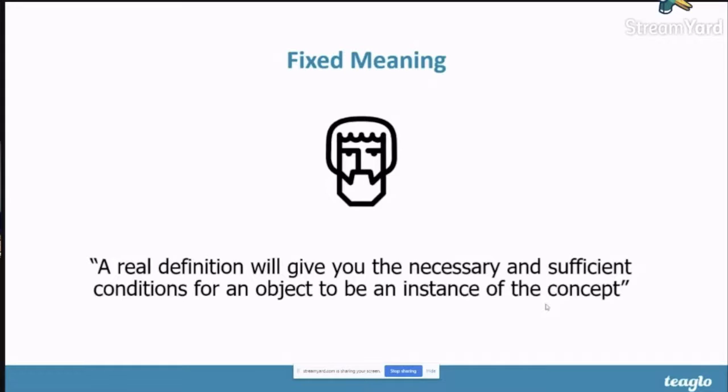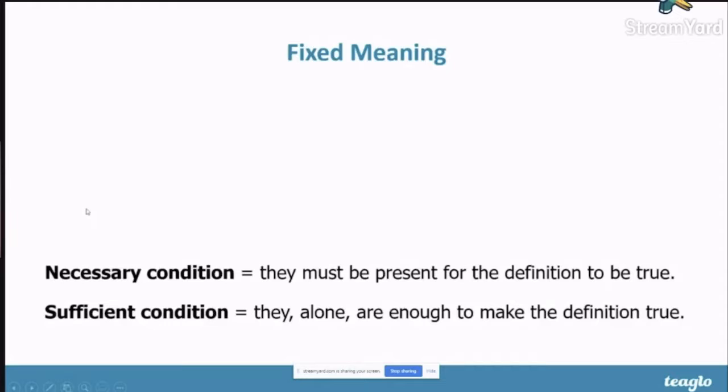Aristotle supposedly said that a real definition will give you the necessary and sufficient conditions for an object to be an instance of the concept. If we keep what he said in mind here: a necessary condition must be present for the definition to be true. A sufficient condition alone is enough to make the definition true.